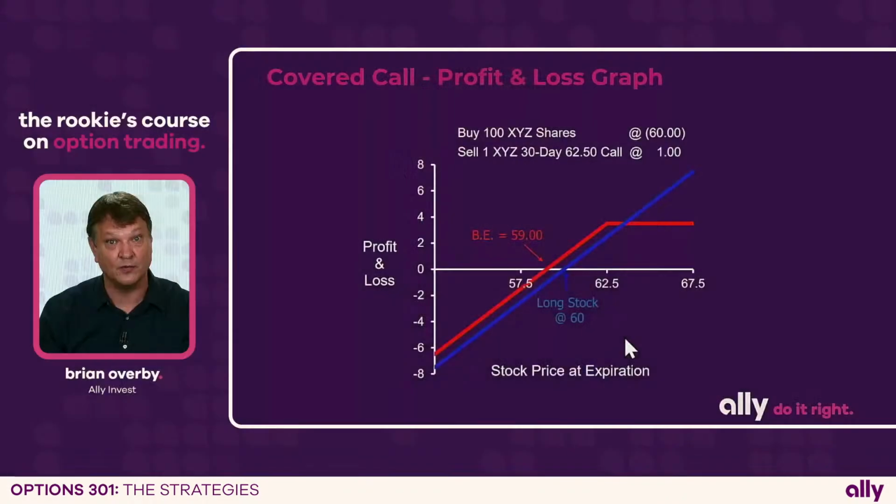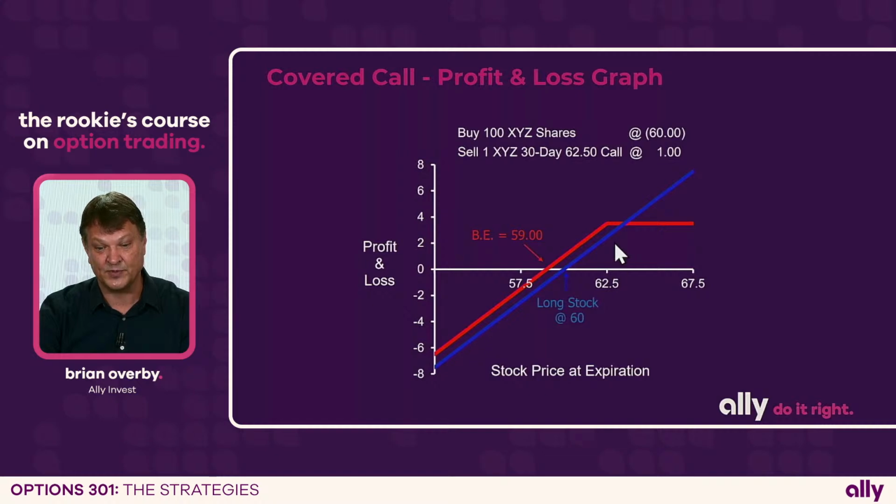I got the profit and loss graph. So now this is at expiration once again. We're saying that we did buy the 100 shares, so we're long the 100 shares, to use the vernacular we introduced on Monday. And that's at 60. We sell the 62.50 strike call for 1.